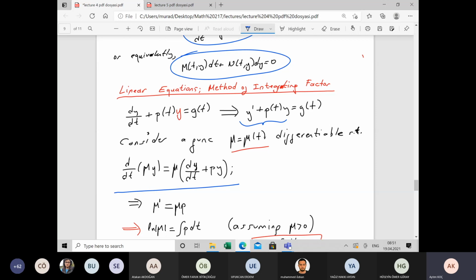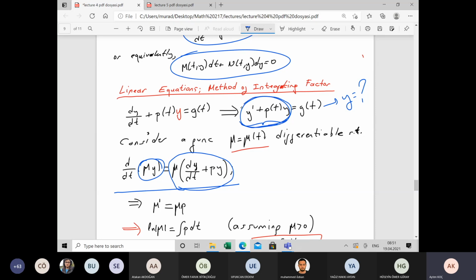And consider a function such that d over dt of mu of y should be mu times this one. Here our aim is to solve this differential equation, to find y. So take mu differentiable such that this mu is a special function.